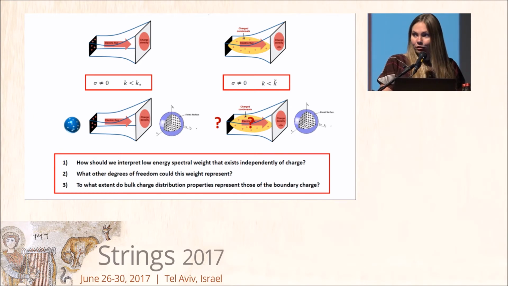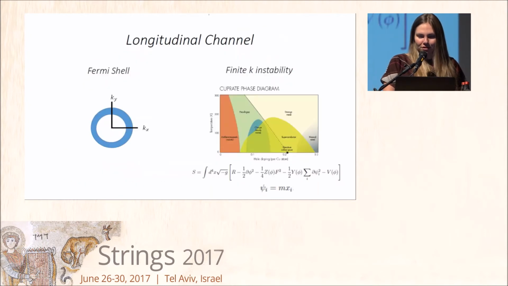But if we turn to the longitudinal channel, we find other interesting phenomena, perhaps even more interesting. So, for example, we find spectral weight actually over a ring in momentum space. So we find a Fermi shell, which you might interpret as nested Fermi surfaces of particles and holes. And furthermore, in this channel, we find a finite K instability, which leads you to believe that we are not in the true ground state of the theory in this holographic superfluid case.